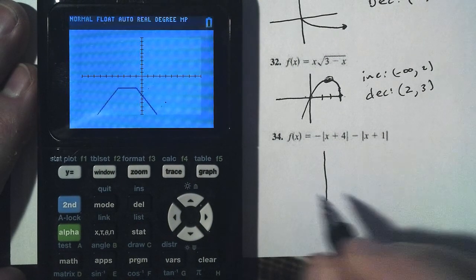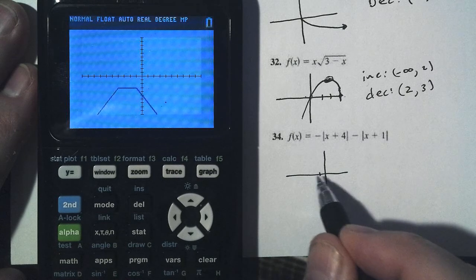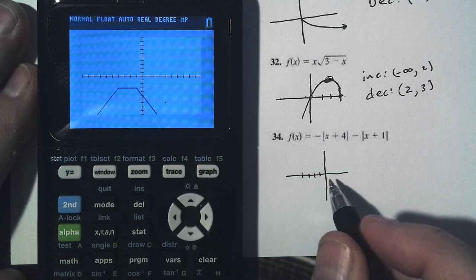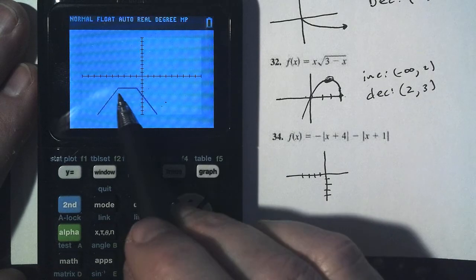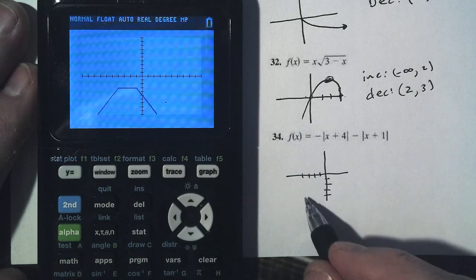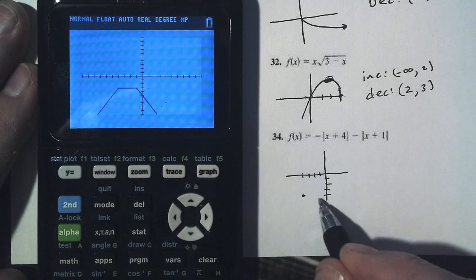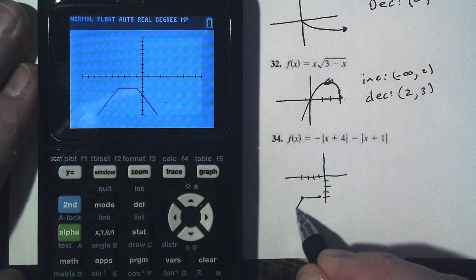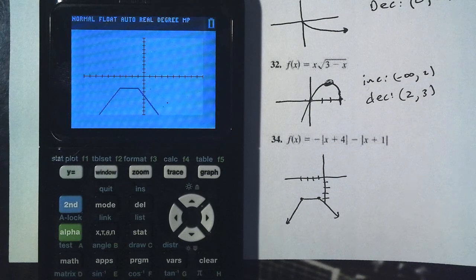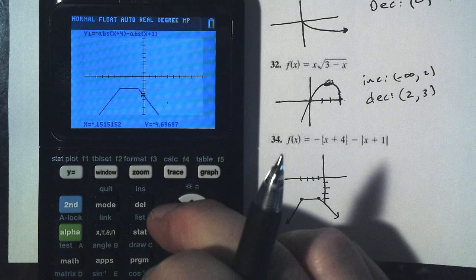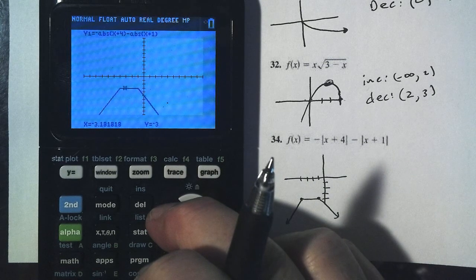And sure enough, it looks like we're just flat around 3 from here to here. So our graph looks something like that. Again, I just want a pretty decent sketch of what your calculator shows you. And now I'm going to go ahead and trace this thing, and I'm going to just zip back here real quickly.